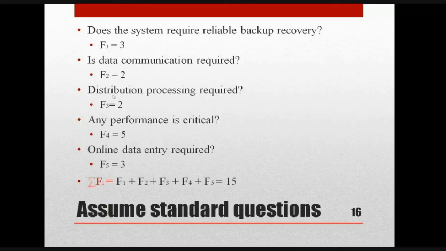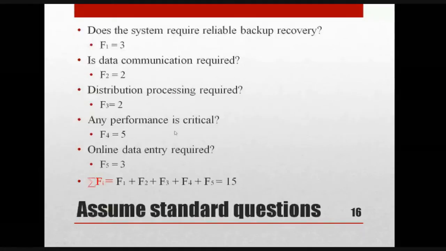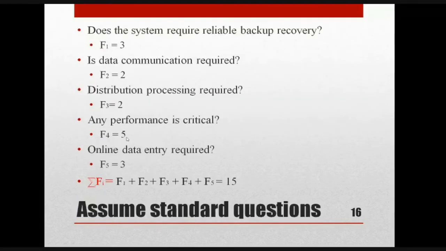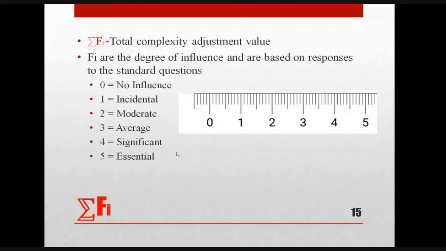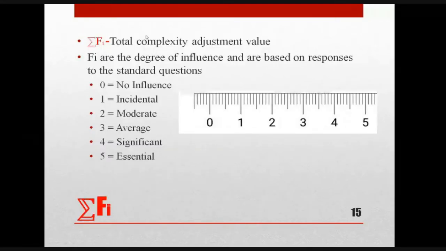So 2 is enough. And distribution processing is required? Yes, but not much. So 2, moderate. And any performance critical? Yes, few performances may be critical, right? So for that, what are you giving? Significant, right? Sorry, essential. It is essential. Then online data entry, yes, it is required. So 3 is average. So likewise, you will be asking some standard questions, and from that, what is the Fi? What is the total complexity adjustment value? Whether it is 0 or 1 or 2 or 3, you are going to identify it, right?